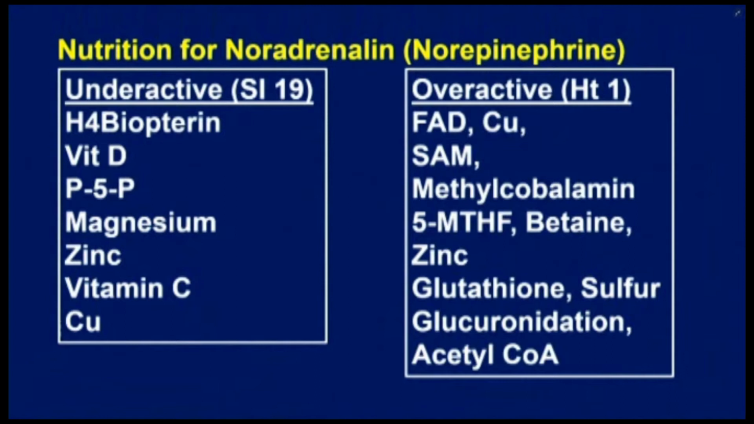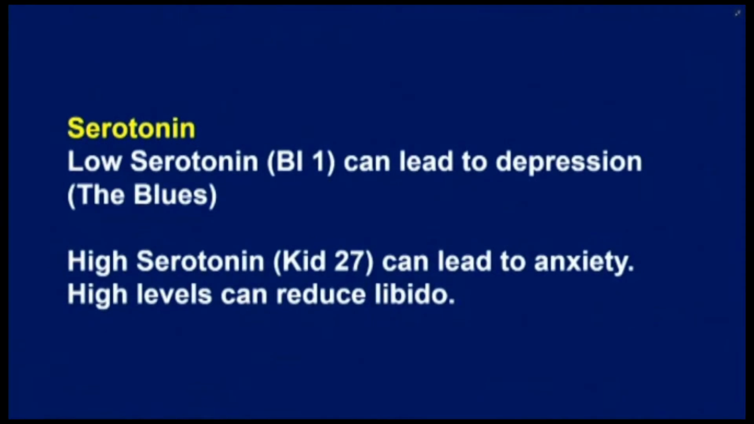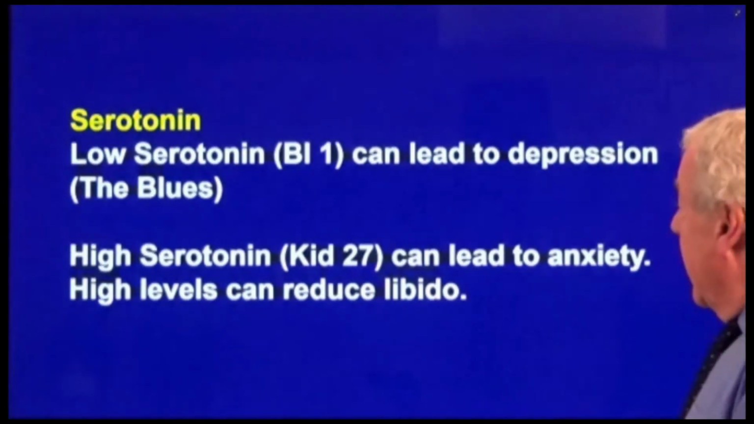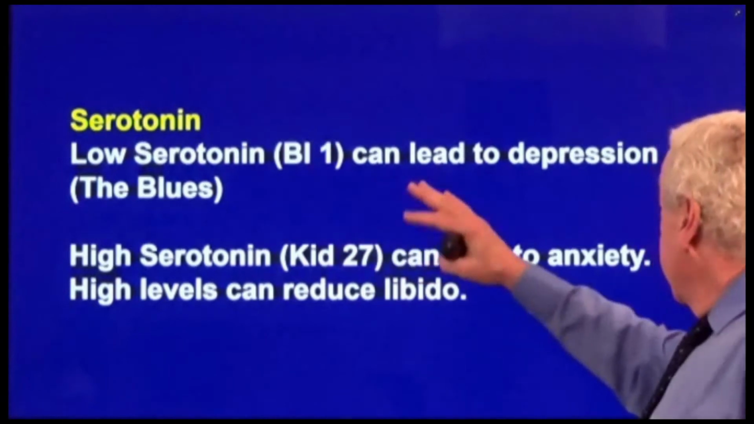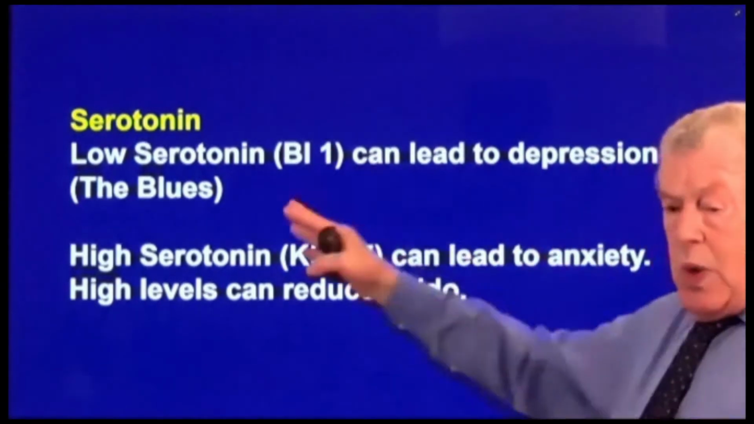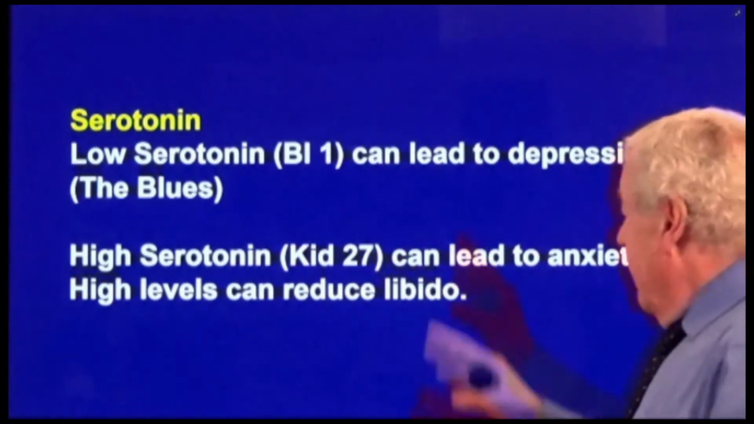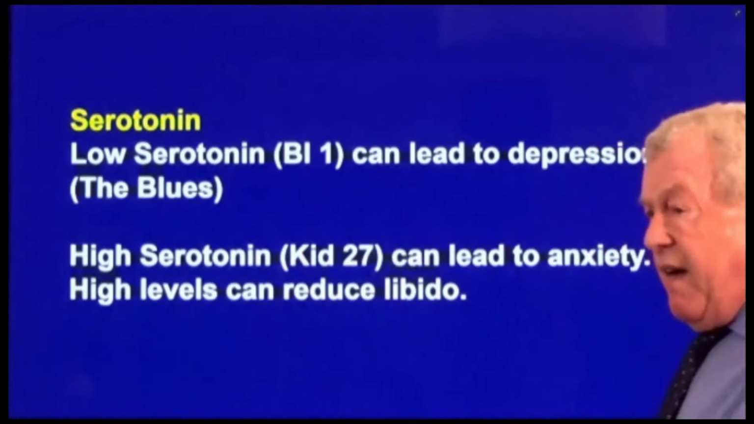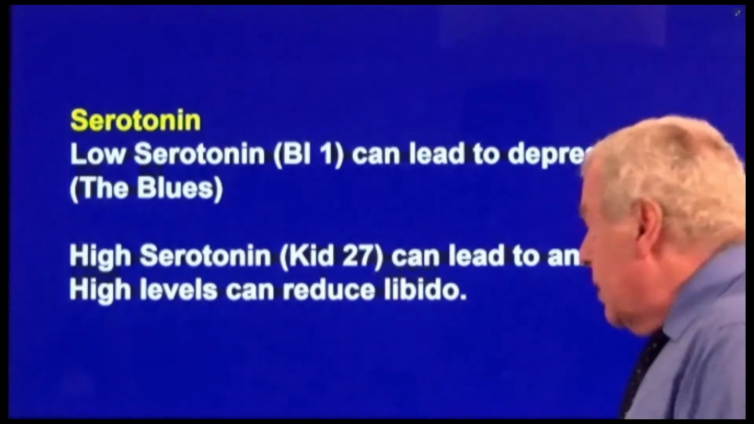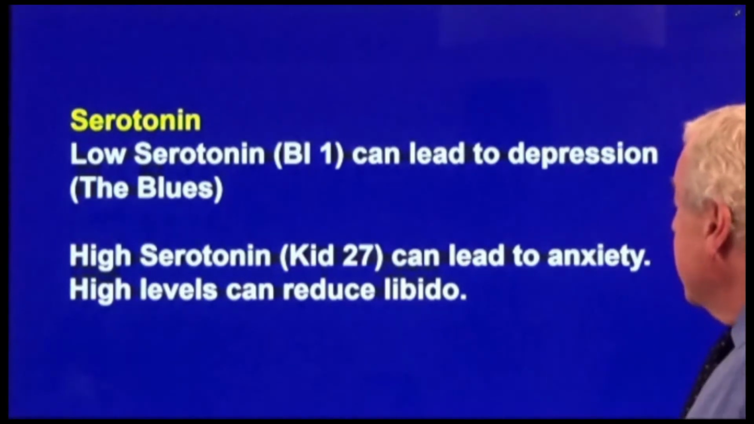Overactive at the heart 1 meridian is exactly the same as with dopamine: FAD and copper for hydroxylation, S-adenosylmethionine here for methylation, and glutathione, sulfur, glucuronidation, acetyl-CoA for conjugation. And the last of the big three is serotonin, which is associated with low serotonin on bladder 1, can lead to depression, colloquially called the blues, because in the wintertime we don't get enough of the violet end of the spectrum, so we get predominantly the blue end, and this leads to depression of serotonin.